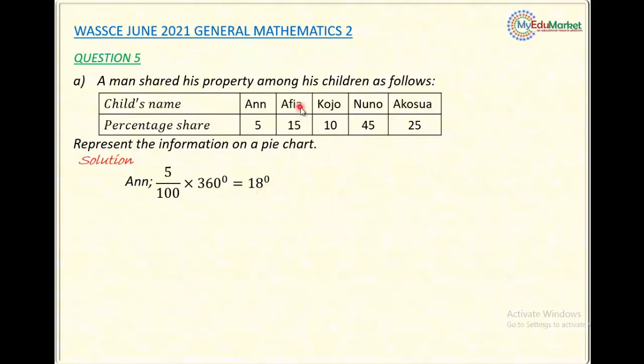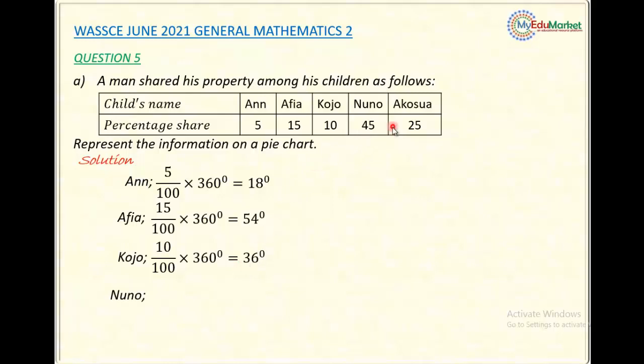I'll move to the next child, Afia. It is going to be 15 over 100 times 360, and that angle will be 54 degrees. Next child is Kojo. Kojo's percent is, I beg your pardon, 10 divided by 100, then times 360. That answer is going to be 36. Then next is Nunu. It is 45 over 100 times 360. That angle will now be 162.